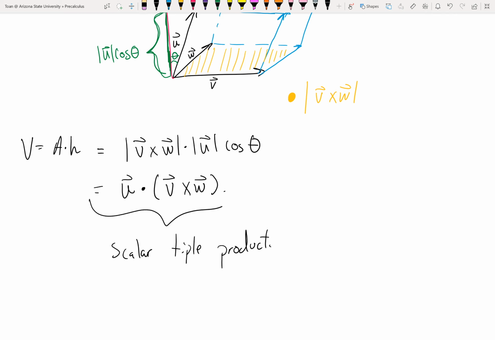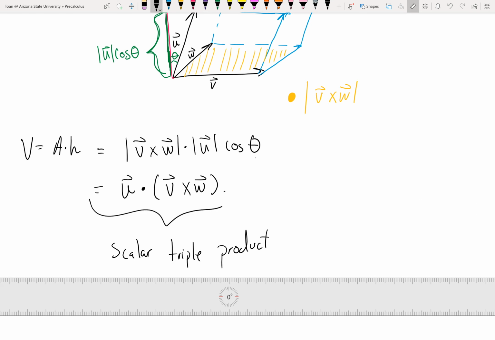Why is it called the scalar triple product? Well, it's called a scalar because the final answer should be a regular number, and it's called a triple product because it's the product of three vectors, right? It's the u dot v cross w. So there you go. There's our formula. There is how we calculate the volume of a three-dimensional parallelogram. In other words, a parallelepiped.